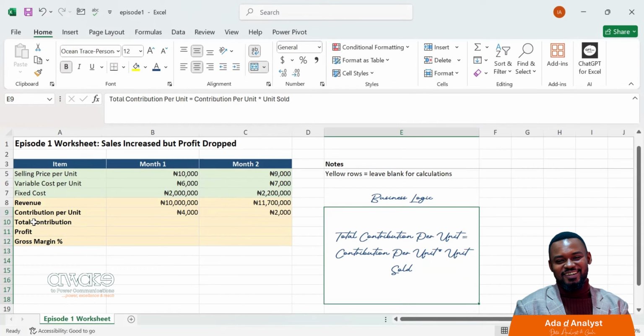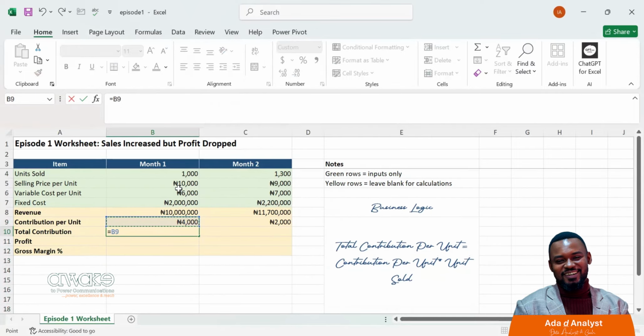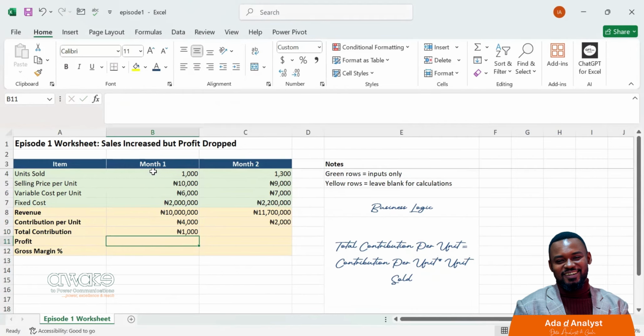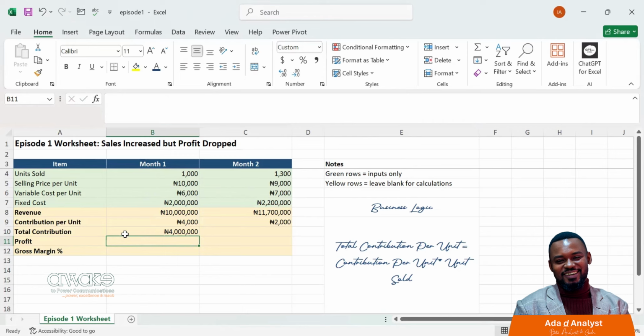Total contribution will now be our contribution per unit. So we'll say equals. Remember, before inserting any formula in Excel, we have to use the equality sign. So we'll say equals contribution per unit multiplied by the units sold, right? Sorry, let's do that again. We'll say equals our contribution per unit multiplied by our units sold. That will give us our total contribution for month one.